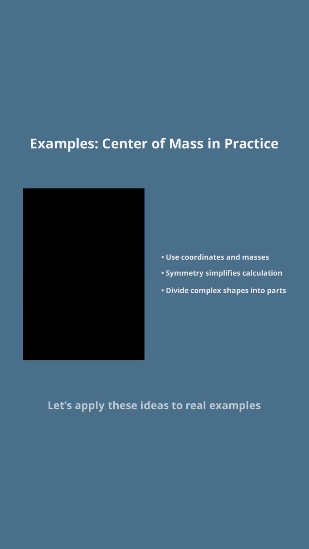Let's apply these ideas to real examples. For three masses at the corners of an equilateral triangle, the center of mass is found using the coordinates and masses of each point. For a uniform triangular lamina, symmetry shows the center of mass lies at the centroid. Even for more complex shapes like an L-shaped plate, breaking the object into simpler parts and using their centers of mass allows us to find the overall center quickly and accurately.